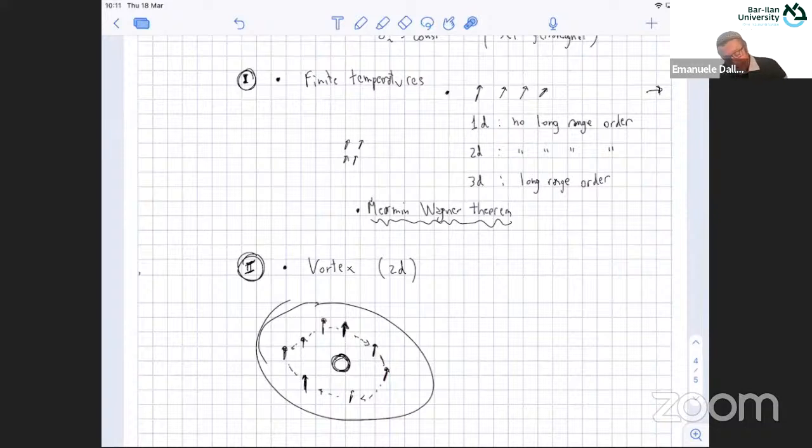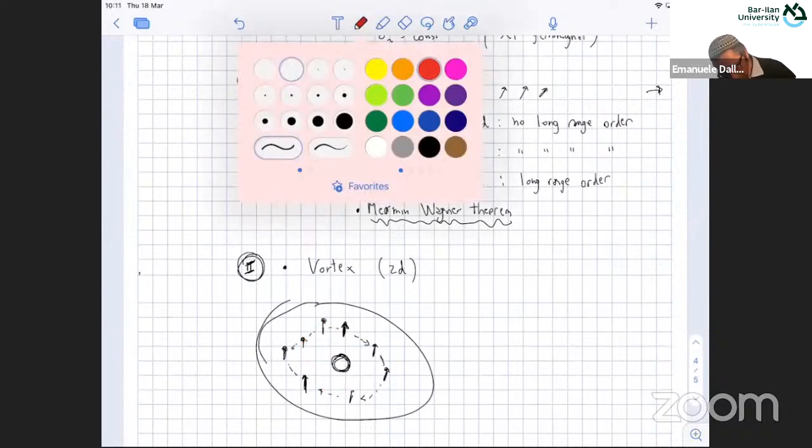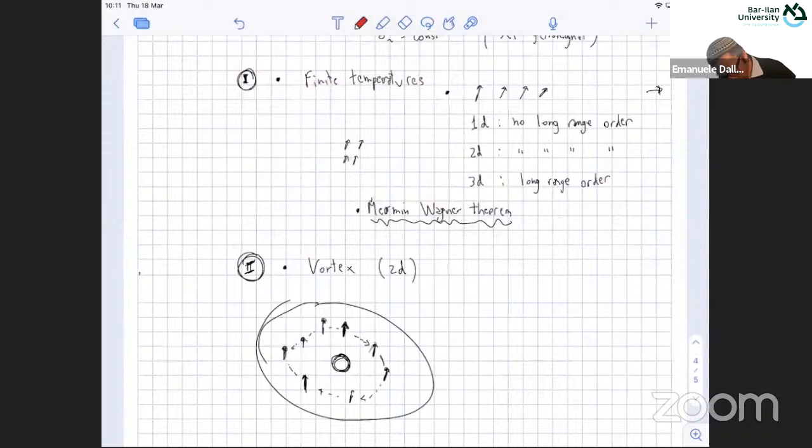However, what could be is that while going around, the spin rotates a little bit. So let me choose another color. Let's assume that every time it rotates a little bit. And when you go around, you make an entire circle. So this is called the vortex. And as you can see, it's quantized.